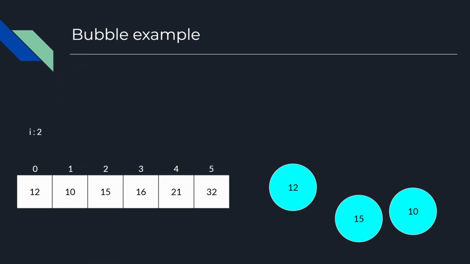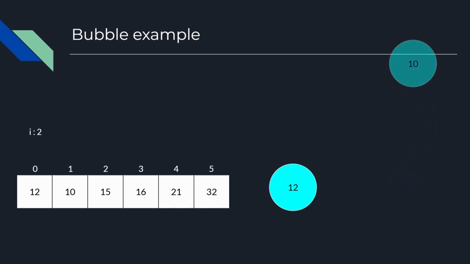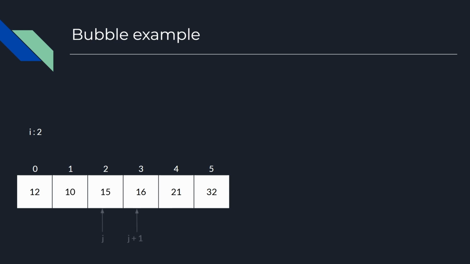Now we can see that our array is already sorted. 15 goes up to the water surface, followed by 10 and 12. And due to our configurations of our inner loop, we will still check these two elements. But we won't be doing any swapping, of course, because it's already sorted. So there's one thing left to note.